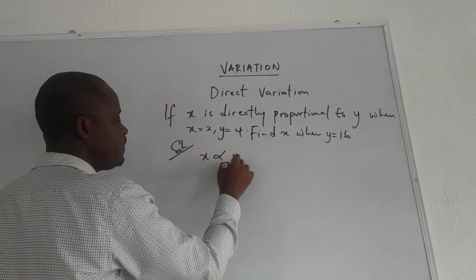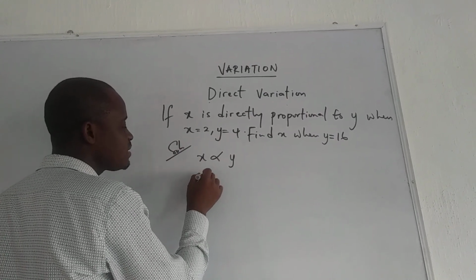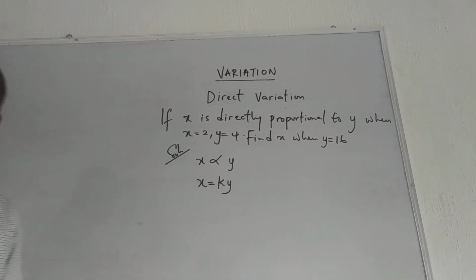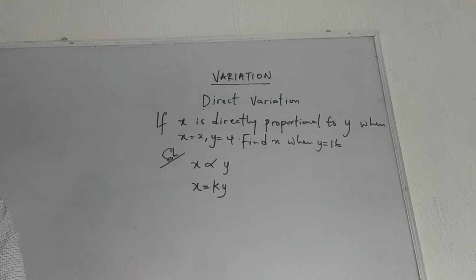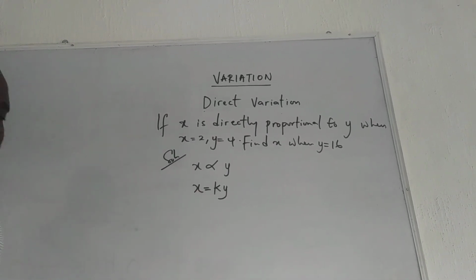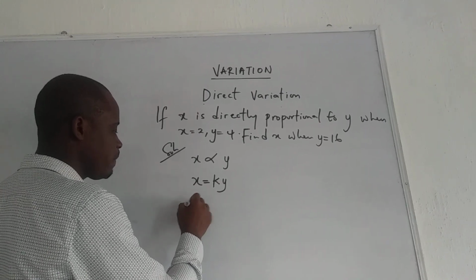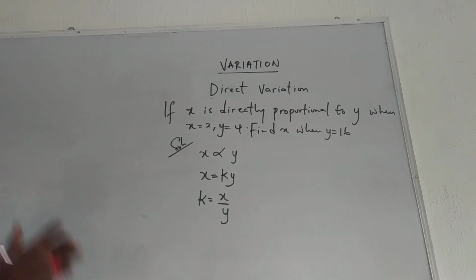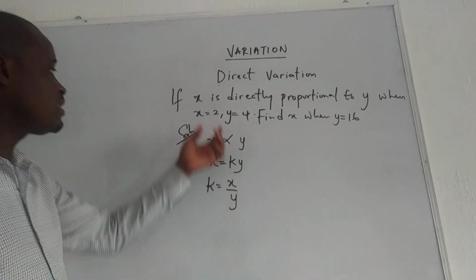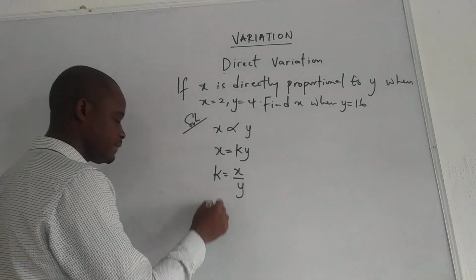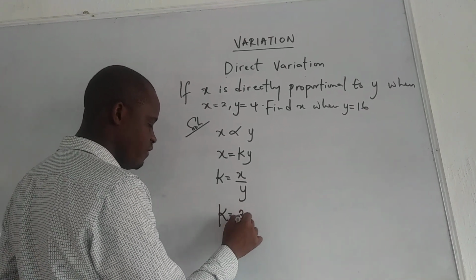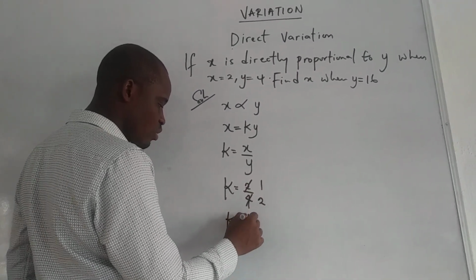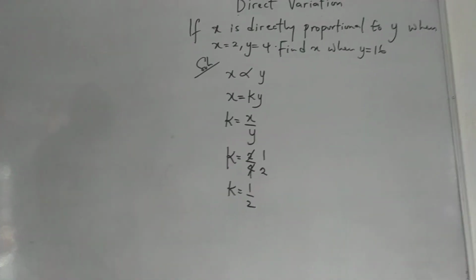Good. We say x is directly proportional to y, so that makes this x equals ky. Now, one thing you should understand is that in variation, whenever a proportionality sign is removed, you get equal to and a constant. So first, let's make k subject. That will be k equals x over y. Now, what are the first set of values? The first set of values are 2 and 4. So that will be k equals 2 over 4. 2 here 1, 2 here 2. So k equals 1 over 2. I've gotten my constant as 1 over 2.